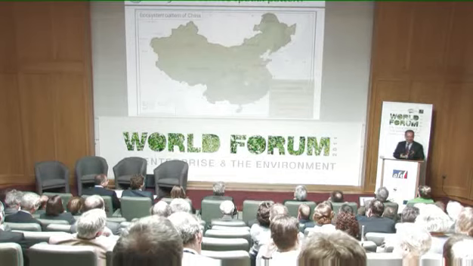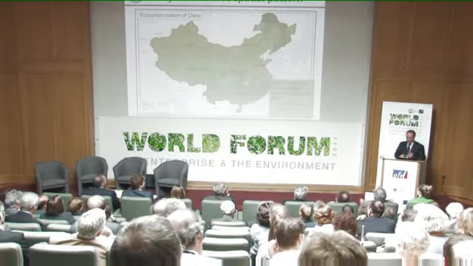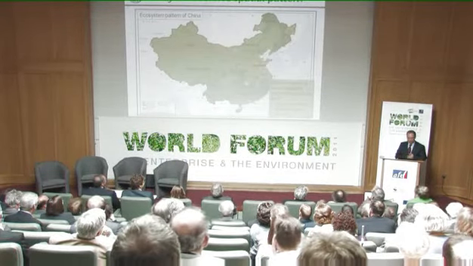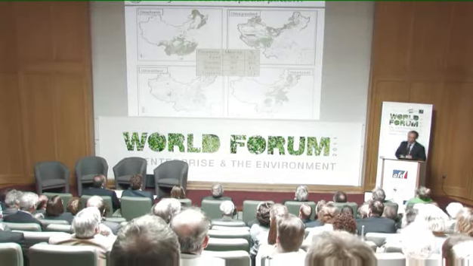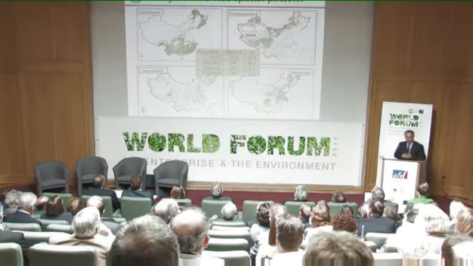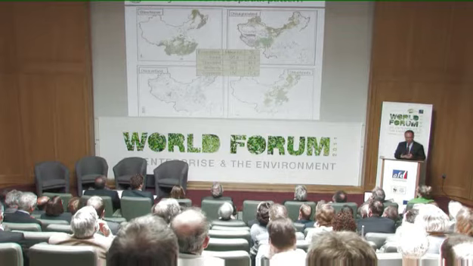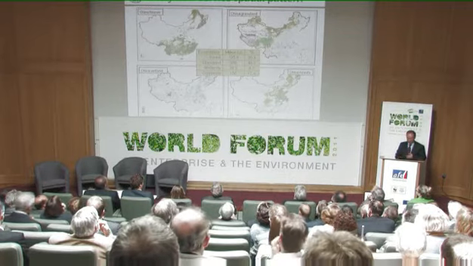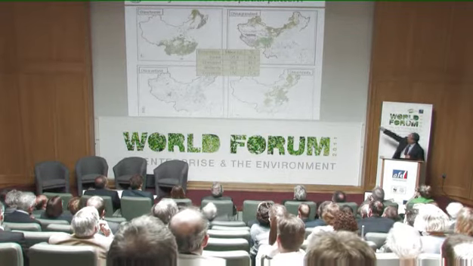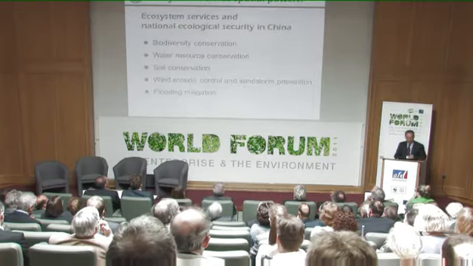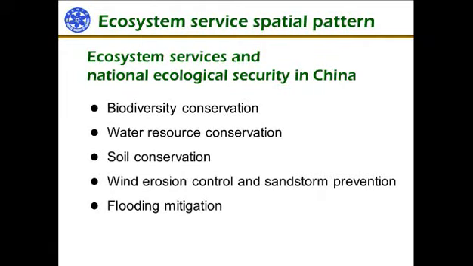This is the ecosystem pattern of China. You can see China has almost all kinds of ecosystems in the world. This is the forest distribution, grassland, wetland, and forest, something like that. Oh, cropland. That was cropland.